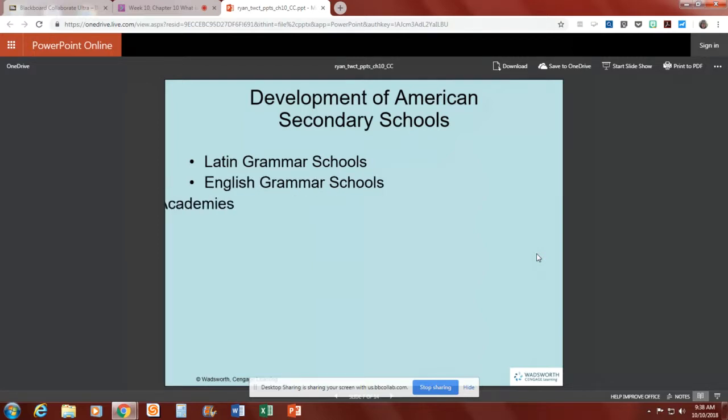All right, we have English grammar schools, and we also have academies. Our English grammar schools are going to meet the demand of that practical institution, from navigation and engineering to bookkeeping and foreign languages. So what was comprehensive for that time? What was seen as essential?